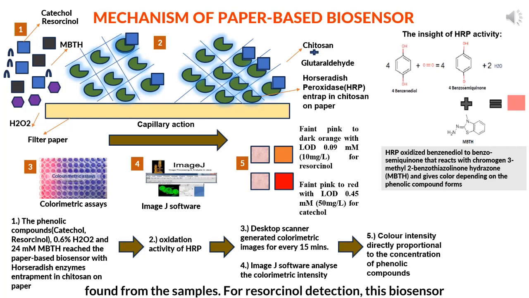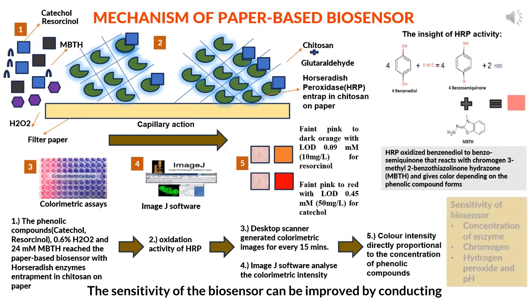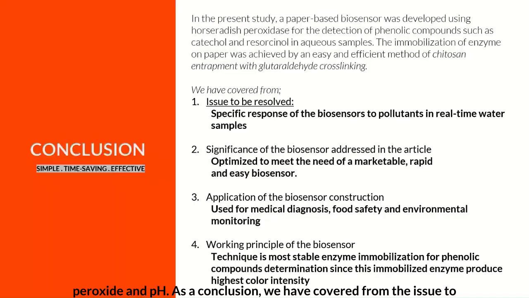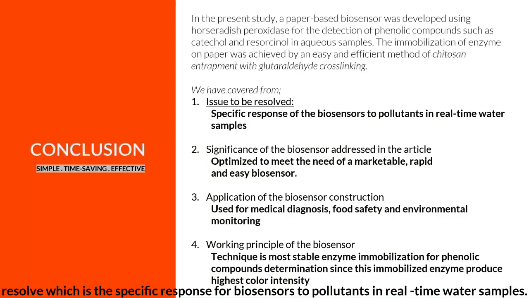For resorcinol detection, this biosensor enables pink to dark orange formation with a limit of detection of 10 mg per liter. For catechol detection, this biosensor enables pink to red formation with a limit of detection of 50 mg per liter. The sensitivity of the biosensor can be improved by conducting optimization tests on the concentration of enzyme, chromogens, hydrogen peroxide, and pH.